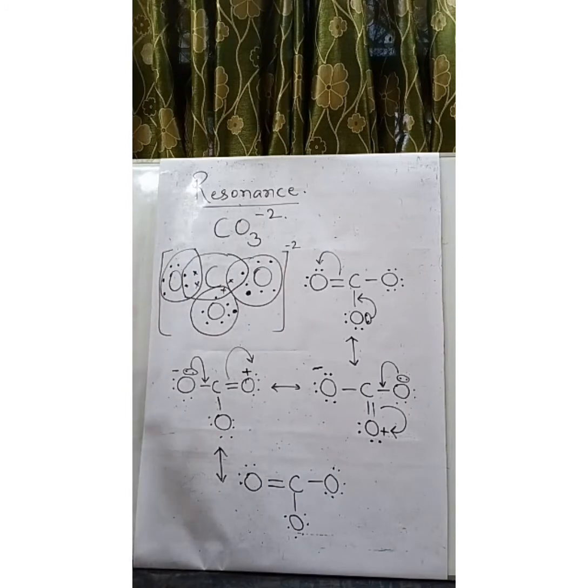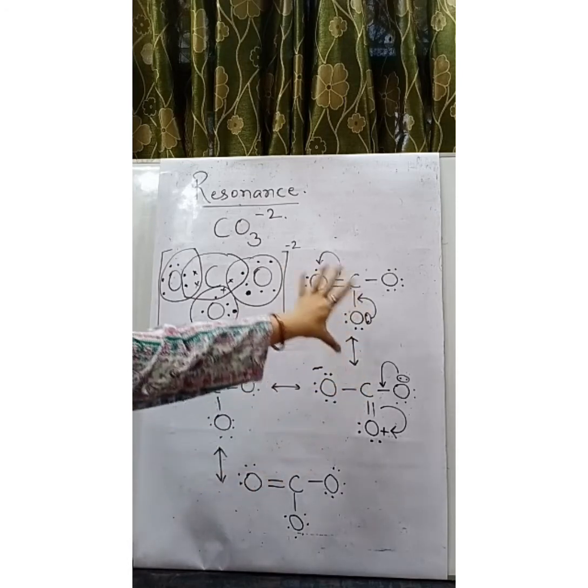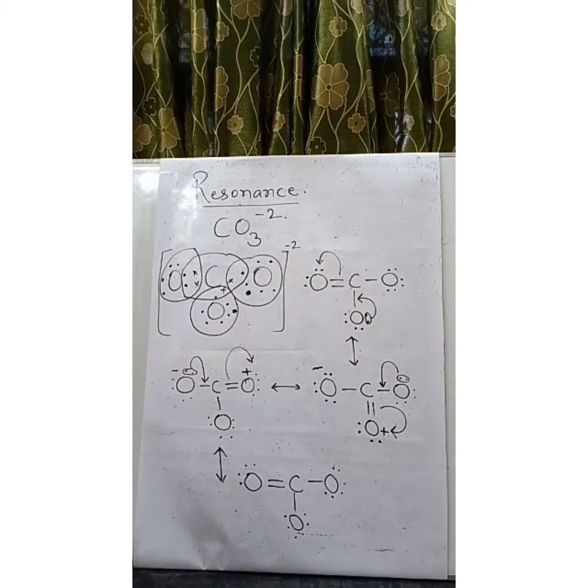So we can say when a single electron dot structure is not able to explain or give all the facts about the compound, then the structures which are being depicted are known as resonating structures. They have no physical existence. We also call them canonical structures. That means can be possible structures.